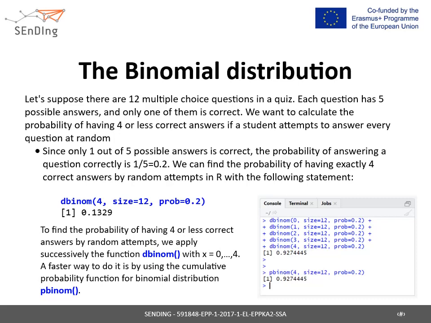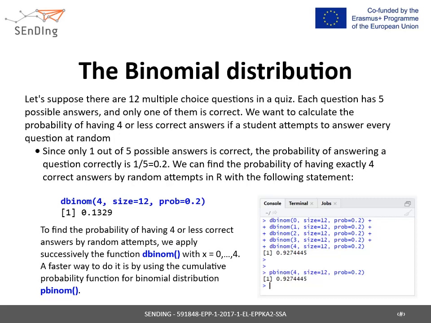We can find the probability of having exactly 4 correct answers by random attempts in R with the following statement: dbinom(4, size = 12, prob = 0.2). This statement will output 0.1329. To find the probability of having 4 or less correct answers by random attempts, we apply successively the function dbinom with x equals 0 to 4.